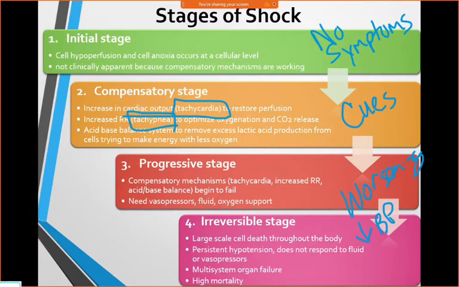I don't think people realize how we're in that compensatory phase with most of our illnesses, and that if we do not fix things, they end up getting worse. And that's why if you have a worsening cue for a worsening blood pressure or your blood pressure drops, then you're meeting criteria for a compensatory phase. And if your blood pressure drops and maintains low, then you are in a progressive or irreversible stage.